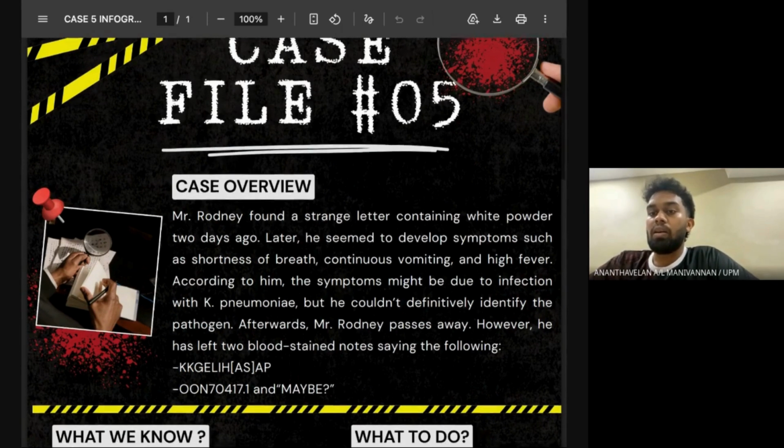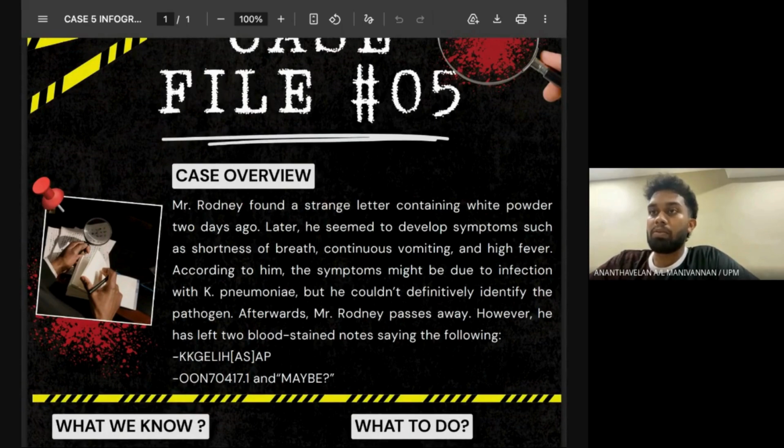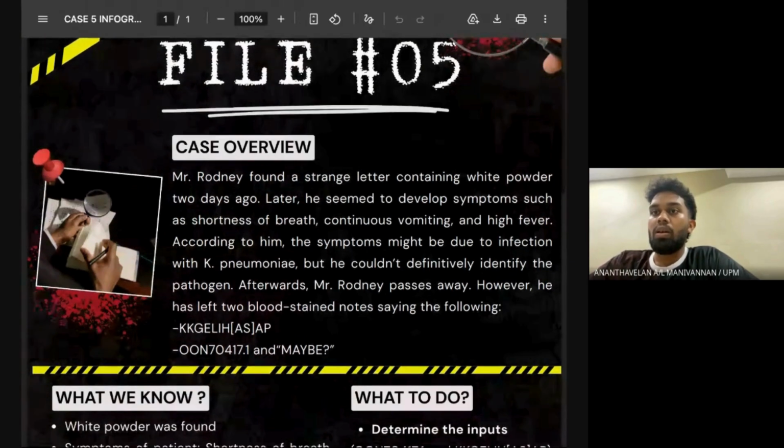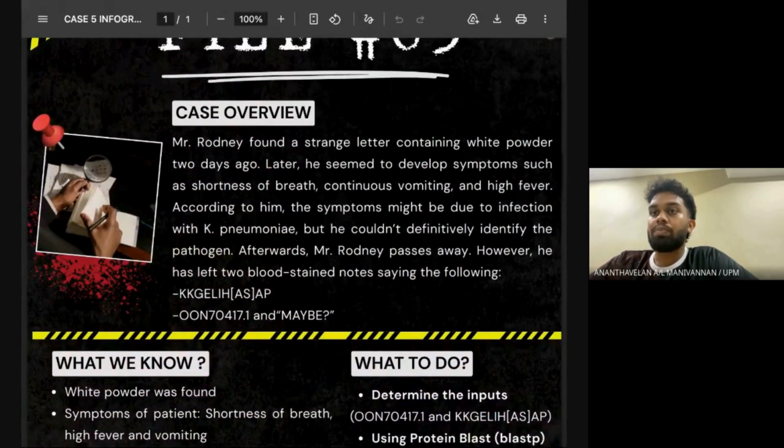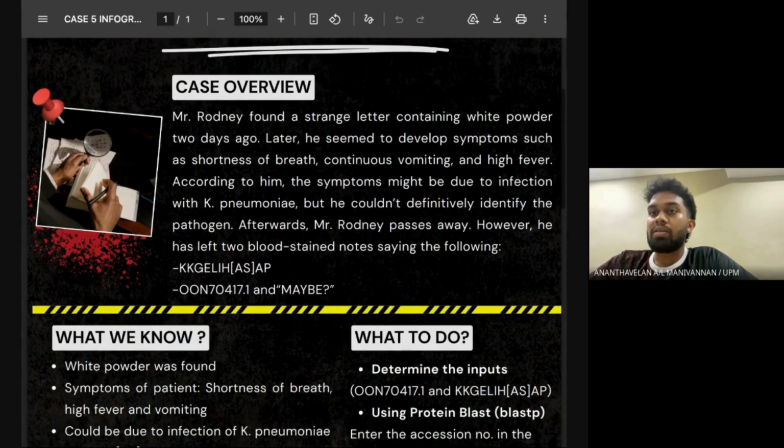Unfortunately, this led to the death of Mr. Rodney after 2 days. During the 2 day period, he developed symptoms like shortness of breath, continuous vomiting, high fever, and so on. According to Mr. Rodney's assumption, this is due to infection with K pneumonia. However, he couldn't definitively identify the pathogen.